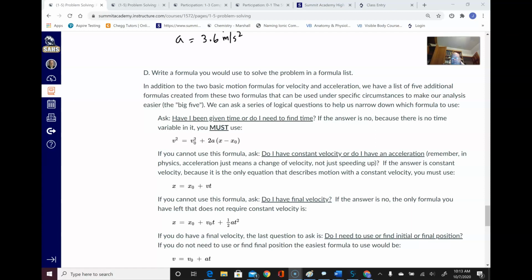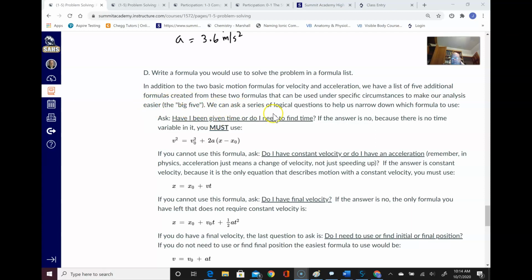Okay, so in addition to the two basic motion formulas for velocity and acceleration, we've created a list of 5 additional formulas created from these two formulas, the velocity and the acceleration formula. Okay, and these formulas are designed to use under specific circumstances. So let's ask ourselves questions about those circumstances in a standard way, and that will lead us to decide which formula to use. Okay, we call these the Big Five.